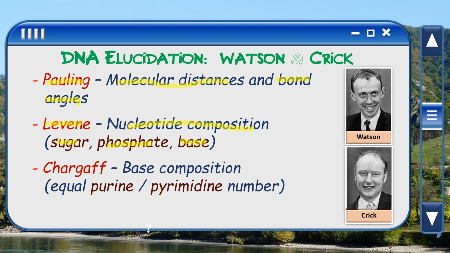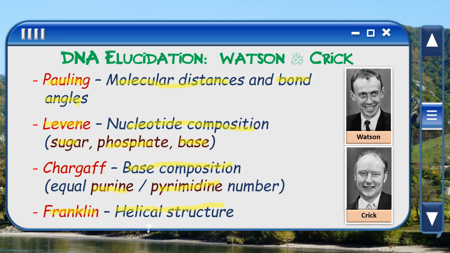Then Chargaff looked at the base composition, and he is the one who found out that there are equal purine and pyrimidine numbers. The number of purines in a DNA molecule and the number of pyrimidines are equal to each other. That is the composition of the bases. Then Franklin said that DNA has a helical structure.